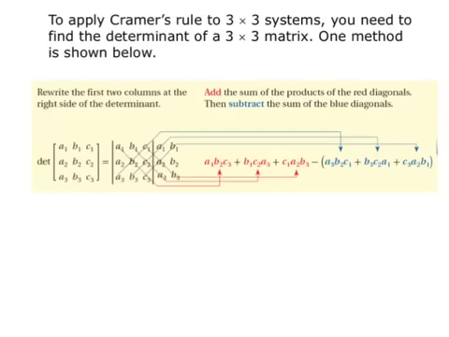Alright, I'm going to challenge you a little bit. To apply Cramer's rule to a 3x3 system, you need to find the determinant of a 3x3 matrix. One method is shown below. Take your time and look at this.